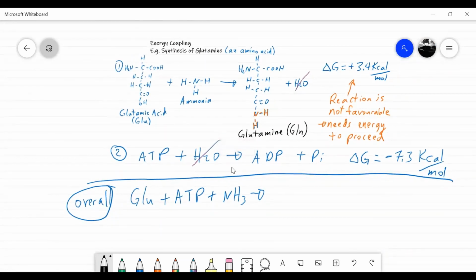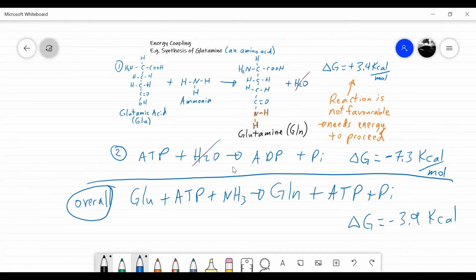So glutamine, GLN, plus ADP plus inorganic phosphate. You notice I basically just added everything together, and so you can do the same thing with the delta G. I will add the two delta G's together. So negative 7.3 plus 3.4 is negative 3.9 kilocalories per mole.